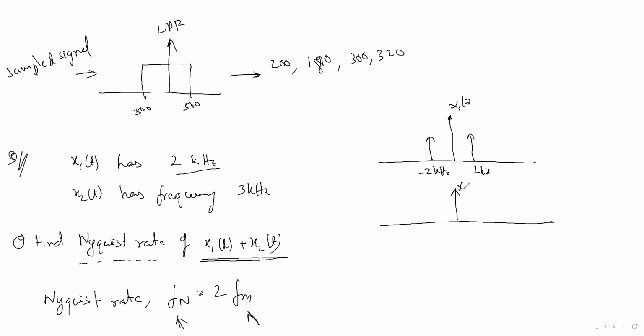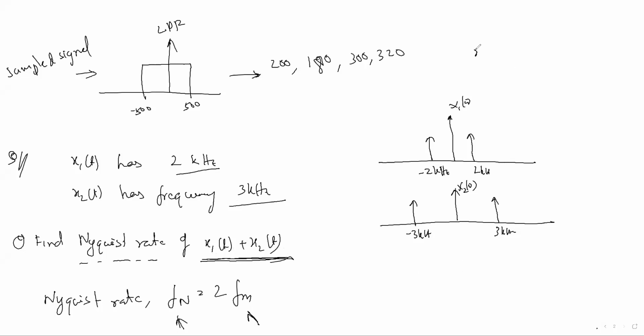If you find the Fourier transform of x(t), where the frequencies are 3 kilohertz and minus 3 kilohertz. We know the linearity property of the Fourier transform: the Fourier transform of a sum of signals is nothing but the sum of the Fourier transforms of each of the signals.